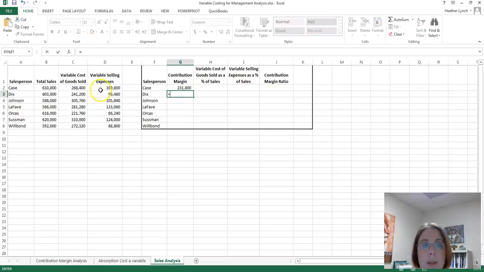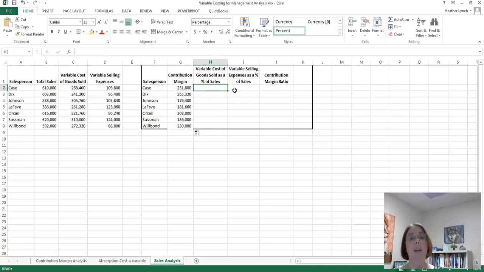Okay, so this is equal to Dex was 603,000 minus the 241,200 plus the 96,480. Okay, so hopefully you're getting the idea of that. I'm just going to copy that formula now.